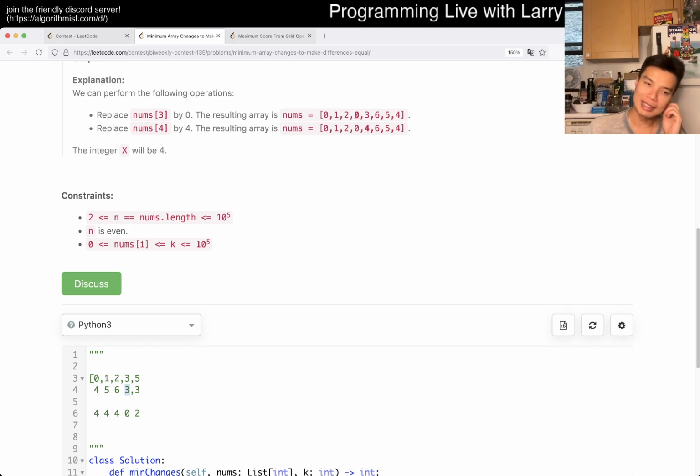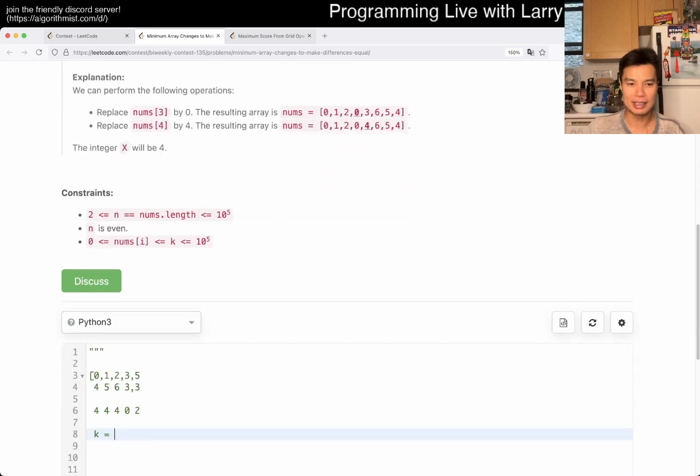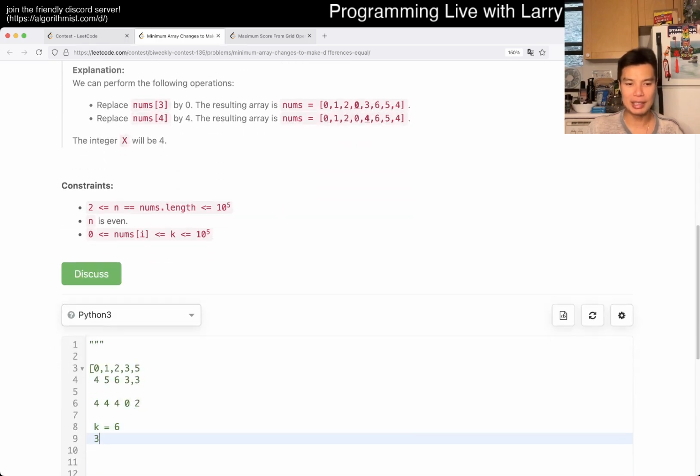So the way that I did it is that for each pair of numbers, I just count what is the maximum x that it can support with 1 operation, right? So here, for example, k is equal to, what is this k? 6, right? So you have 3 and you have 3.